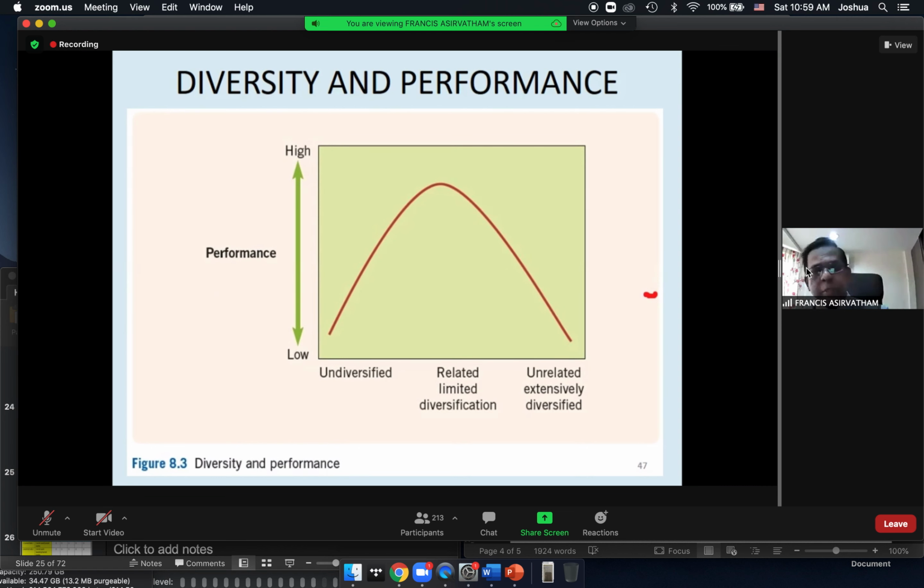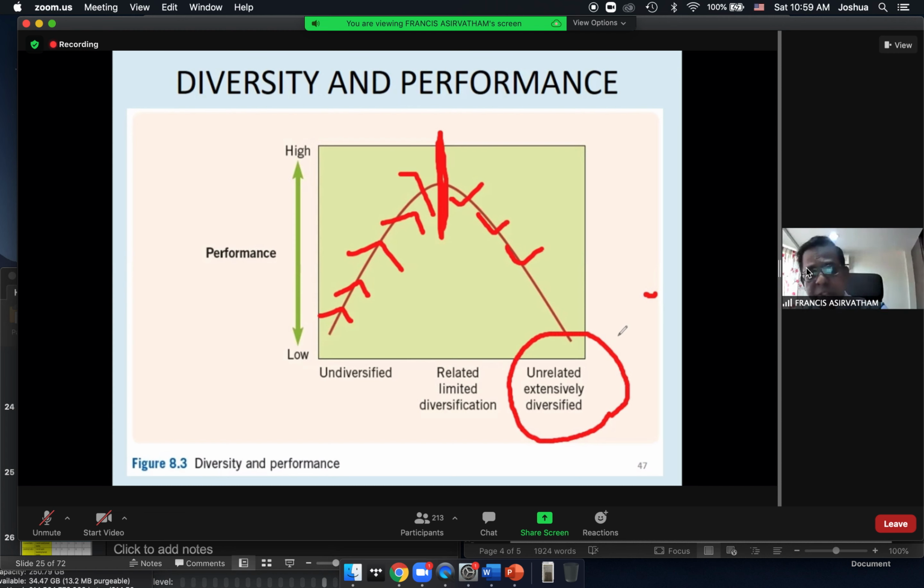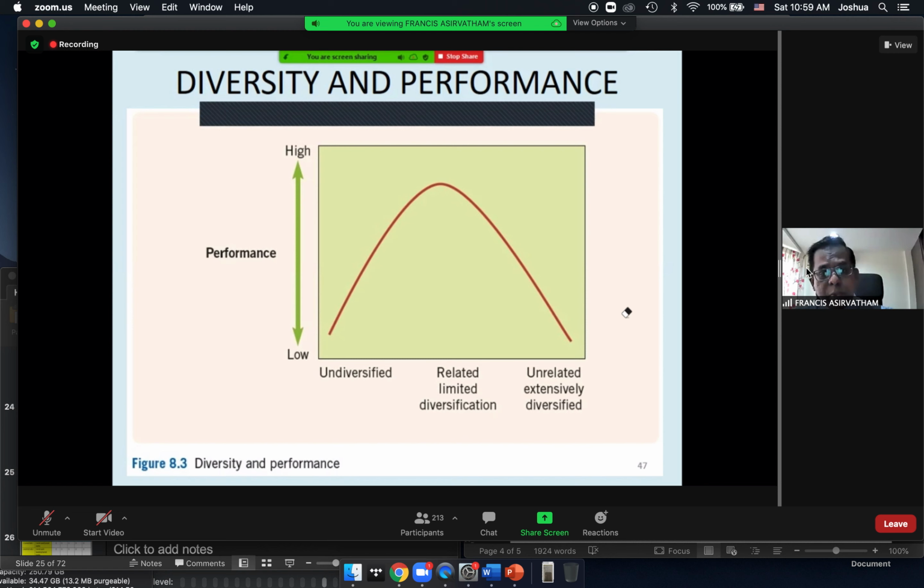And one thing for sure, every time you diversify, your performance level will go up until you reach this optimal level. After the optimal level, performance will go down because you're moving into an unrelated area. We call it management confusion. When the management is confused, it will go downward. This is not me telling, this is from the book.